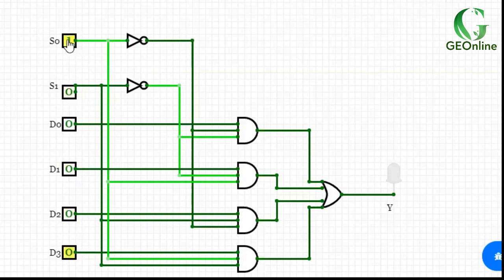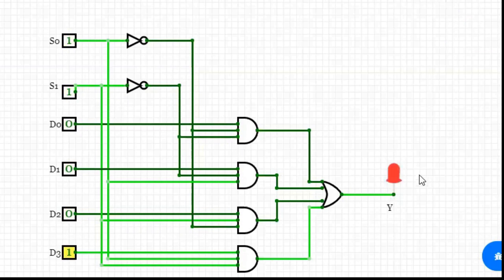Next, S0 is equal to 0 and S1 is equal to 1. In this case, there is no change when we change D1, but when we change D2, it gets selected. Last case, S0 is equal to 1 and S1 is equal to 1. In this case, no change, but when we change D3, we get an output at this multiplexer.